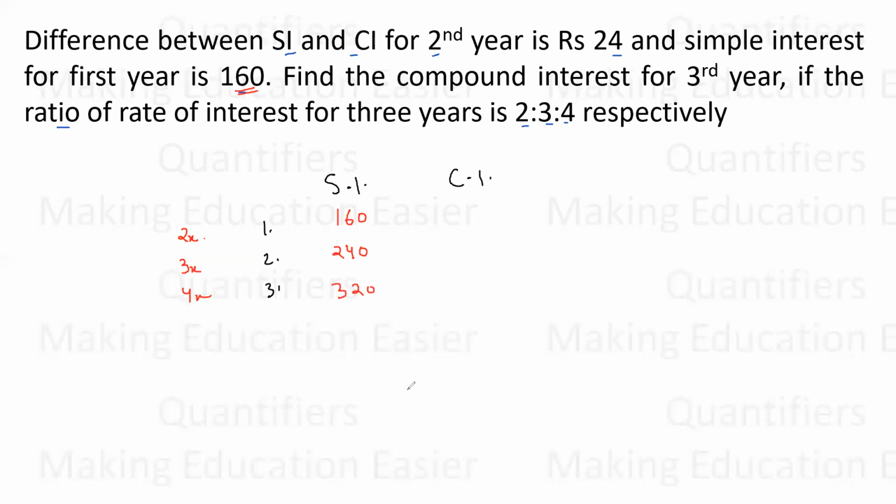Okay, now let's come to the compound interest. See, simple interest and compound interest for the first year will always remain the same. So can I say this will also be 160? Now students, comes the interesting part. We know the difference between SI and CI for the second year. Second year ka ye jo difference hai, we know it is 24 rupees. So what can we say from here? From here we can say that the second year compound interest will be 240 plus 24.